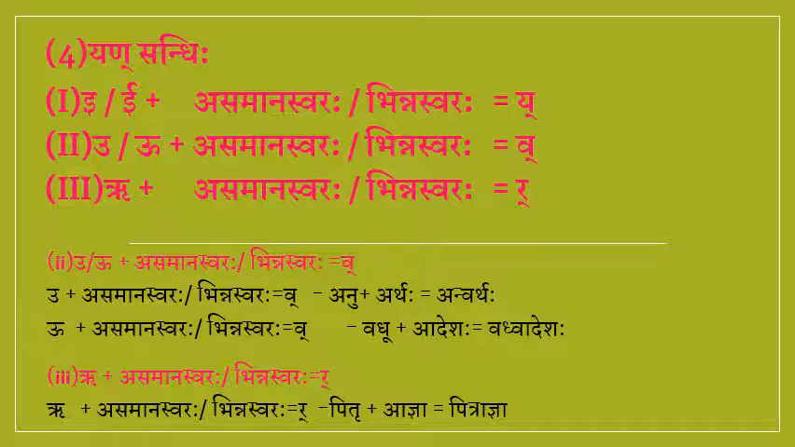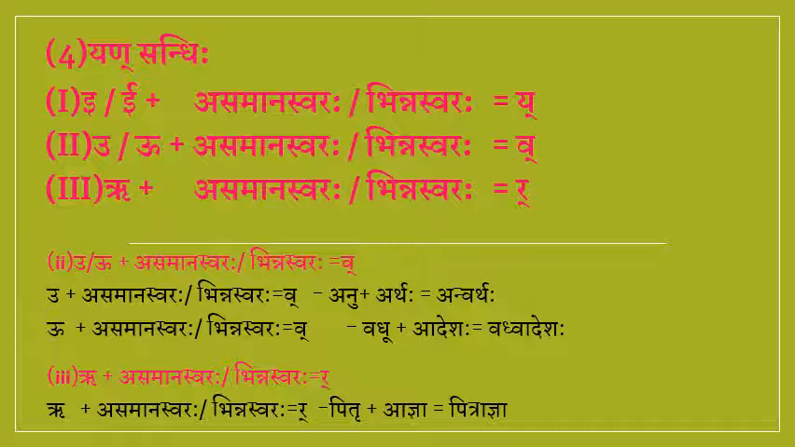And one more thing: when e comes on the left side, u on the left side, or r on the left side, the same vowel cannot come on the right side. If it comes, it becomes dirgha sandhi. If u is on the left, u cannot come on the right; if it comes, it becomes dirgha sandhi only, and does not remain yana sandhi. In the same way, if r is on the left, r cannot come on the right. That is why these are asamana swaras, dissimilar vowels. If the same comes, it becomes another sandhi, called dirgha sandhi. You can easily keep this in mind this way.